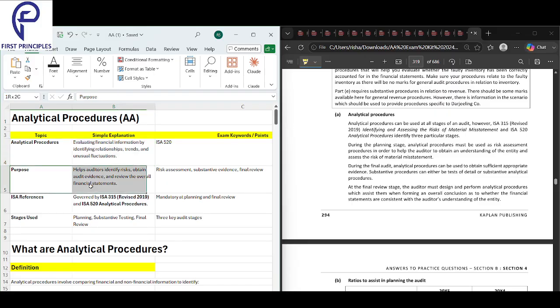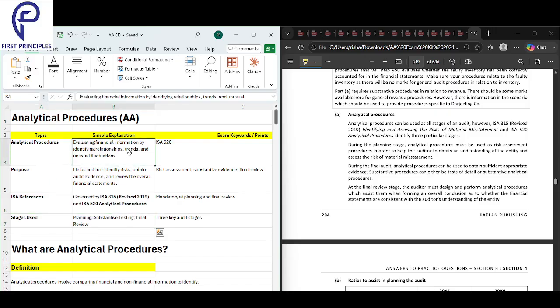Next is purpose: it helps auditors to identify risk, obtain audit evidence, and review the overall financial statements. What is the reference? ISA. ISA 315 is the reference. And analytical procedures are used in all the stages.